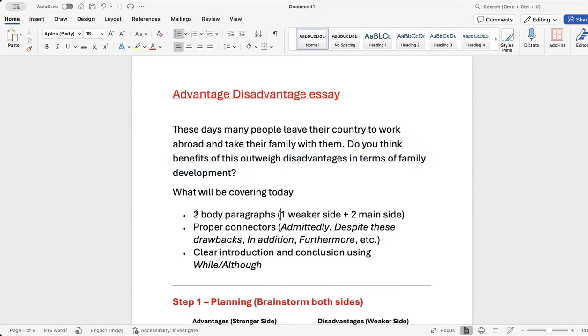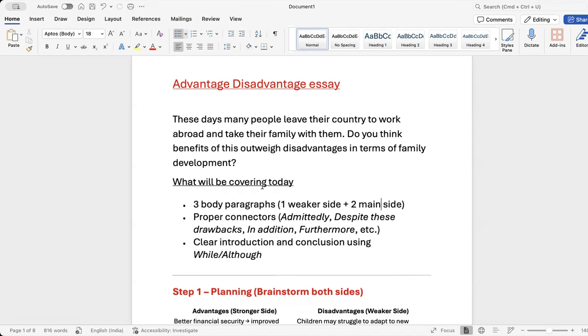Okay. And let me give you a basic idea of how I attempt an advantage disadvantage essay. Firstly, I write three body paragraphs. One for the weaker side and two for the stronger side or the main side. What do I mean by weaker side and main side? If the advantages are more, I'm calling it the main side or the stronger side. And if the disadvantages are more, I'm calling that the main side. And the weaker side is whichever one is the less side. I'll also be covering proper use of connectors because that is really important and that will make your essay impressive. And I'll cover that later. And I'll teach everything: how to write the introduction, the body paragraphs, and the conclusion.